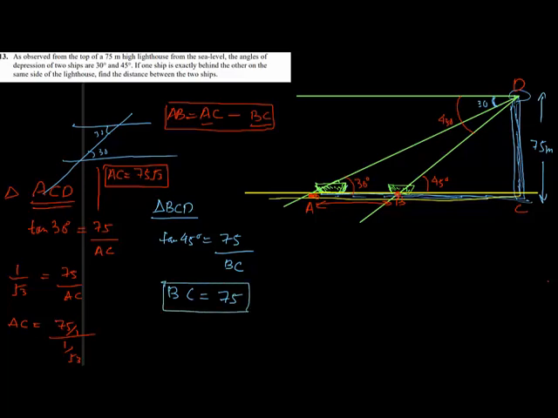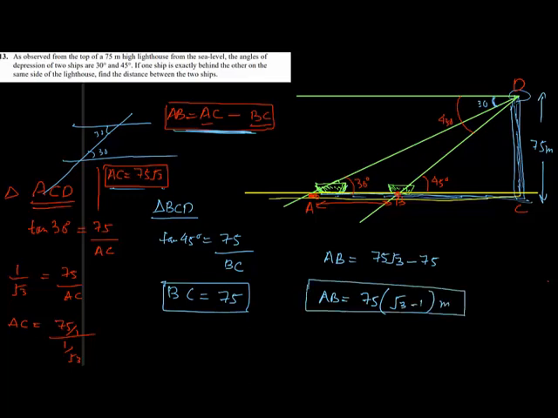If BC is 75 and AC is 75 root 3, then AB equals AC minus BC, that is 75 root 3 minus 75. So you can take 75 as common: 75 times (root 3 minus 1) meters. And this is the distance between the two ships.